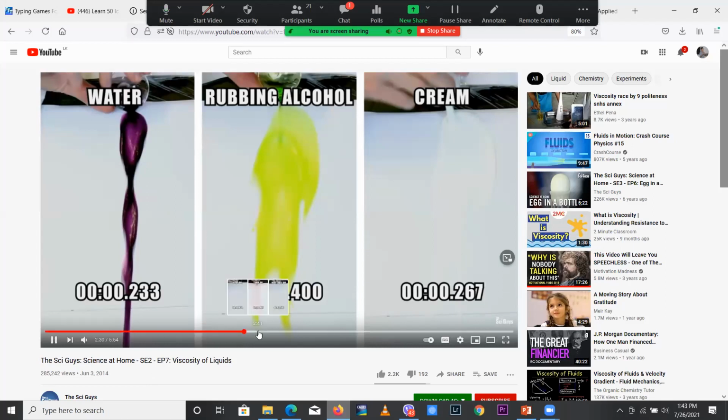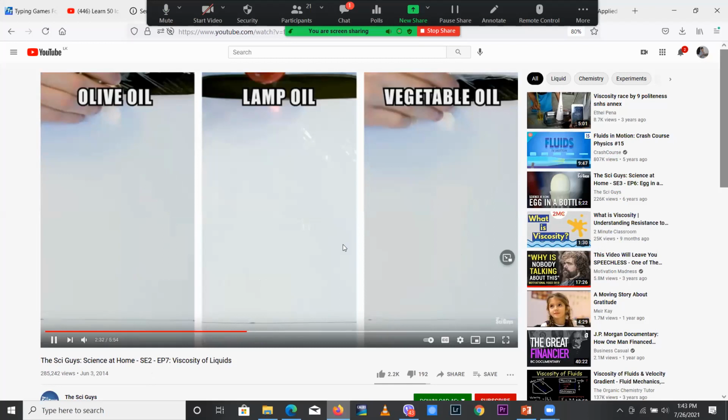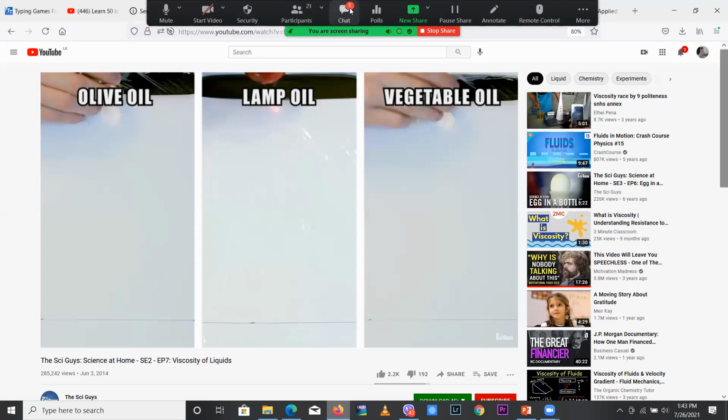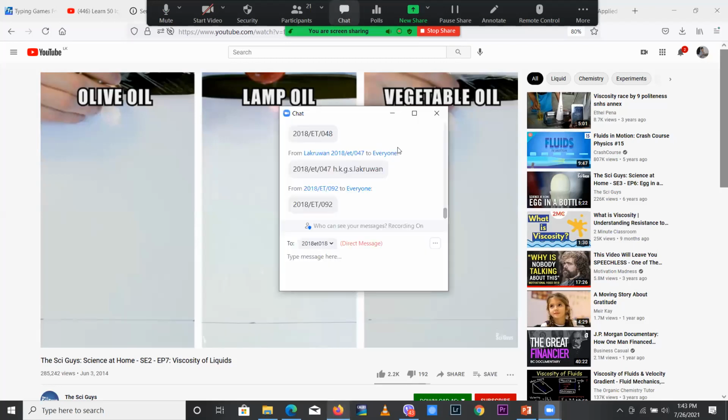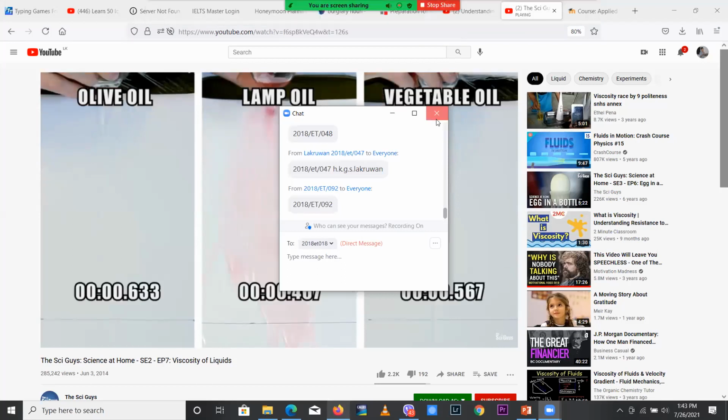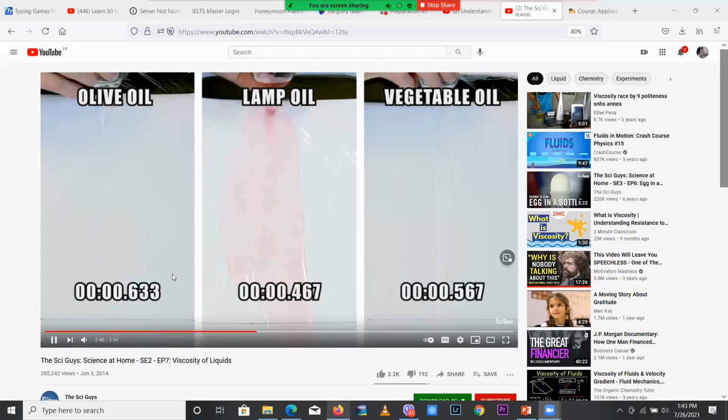In the second heat of our race, they are going to do it again for three different oils: olive oil, lamp oil, and vegetable oil. So within oil also we can differentiate the viscosity. Lamp oil finished first with a time of 0.467, and olive oil finished last with a time of 0.633 seconds.